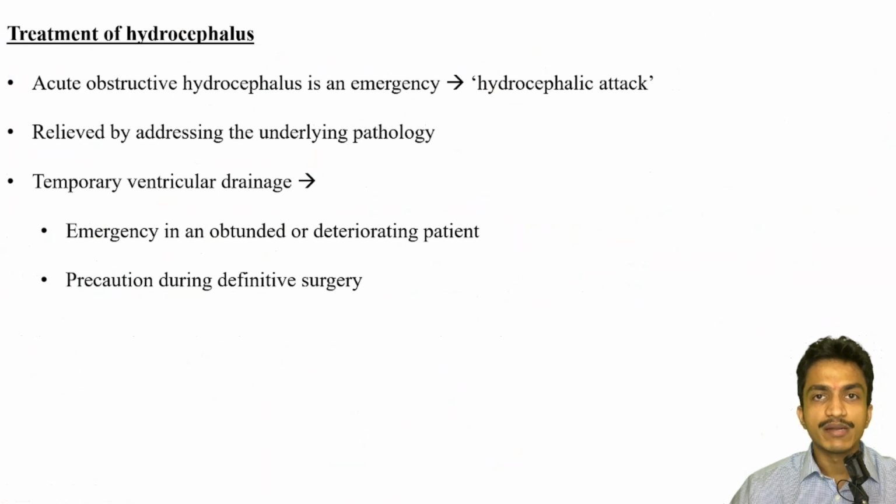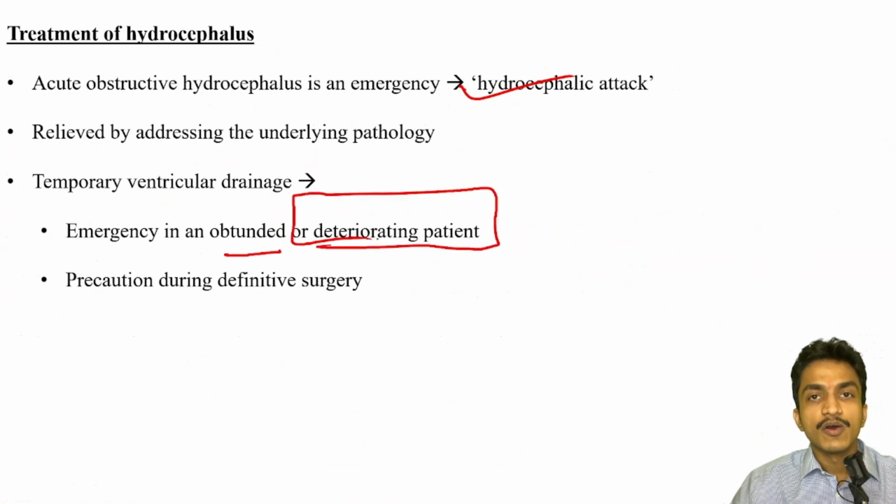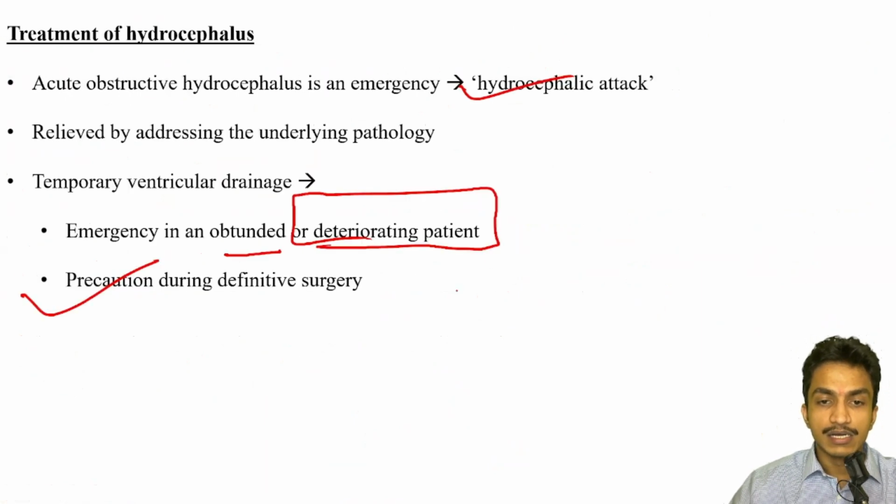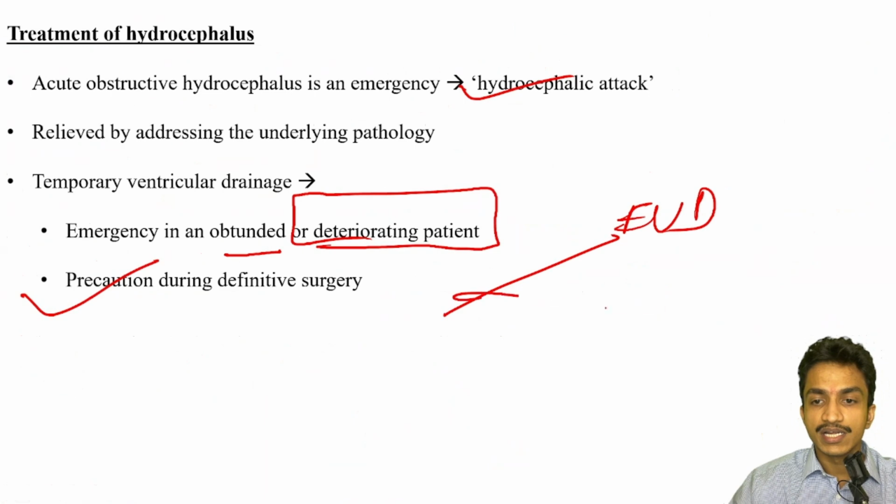Now coming to treatment of hydrocephalus in general. If it is an obstructive type, it is basically an emergency because it is also termed a hydrocephalic attack. It is relieved by addressing the underlying pathology. But before that, we have to do a temporary drainage, especially in an emergency if the patient is obtunded or rapidly deteriorating, or if we want to do a definitive surgery for a tumor, then we have to do precautionary ventricular drainage. That can be done either by EVD, that is external ventricular drainage, or a VP shunt.